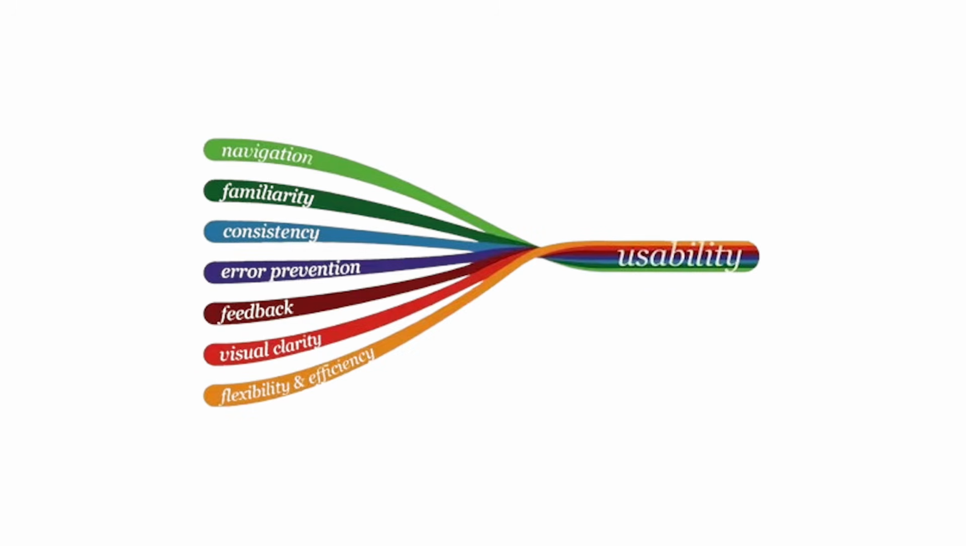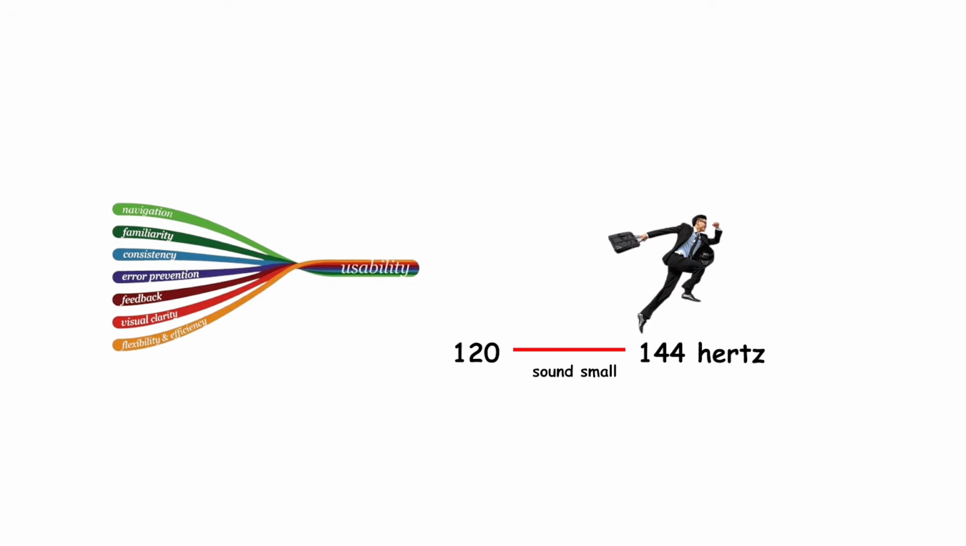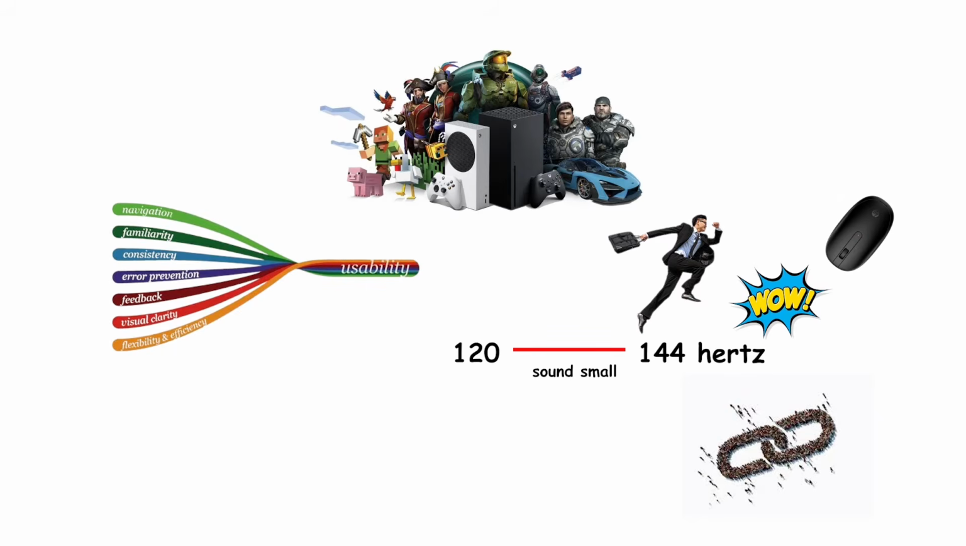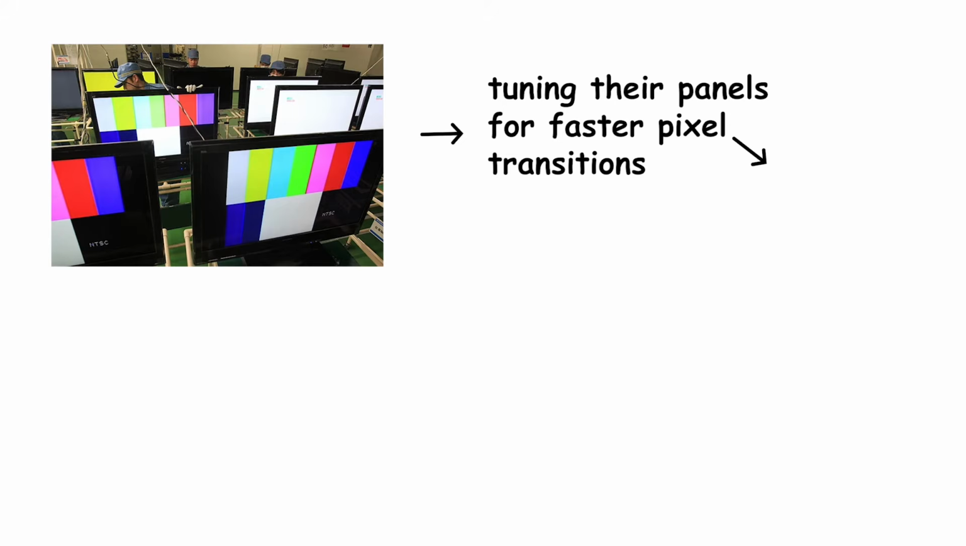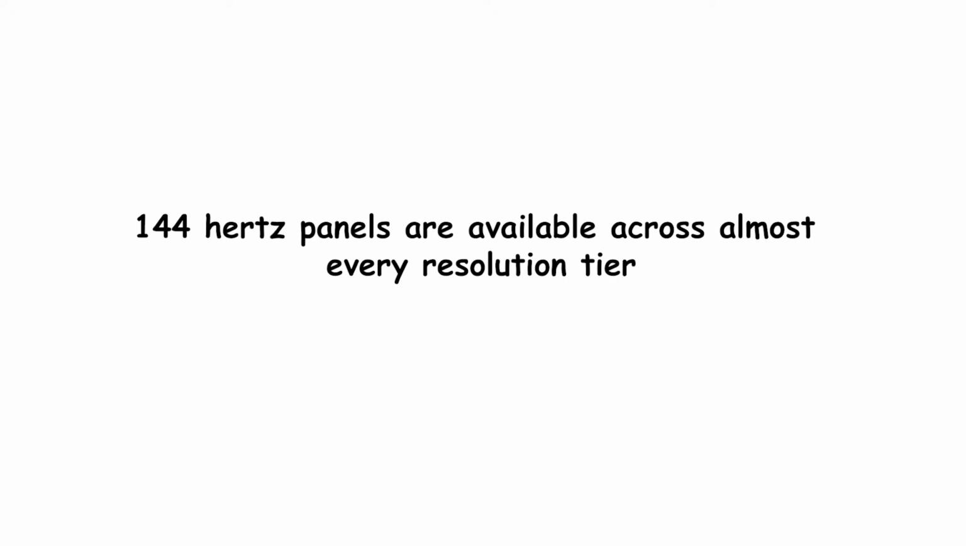From a usability standpoint, the jump from 120 to 144 Hz may sound small, but it is enough that seasoned gamers can feel it. Mouse movements become razor-precise, aiming feels more connected, and even desktop interactions gain a subtle liquid quality. It's also where manufacturers start tuning their panels for faster pixel transitions. The gray-to-gray response time must stay below roughly half of the frame window, around 3 milliseconds, to prevent ghosting or smear. 144 Hz panels are available across almost every resolution tier.